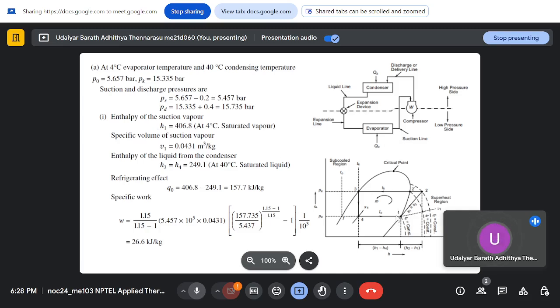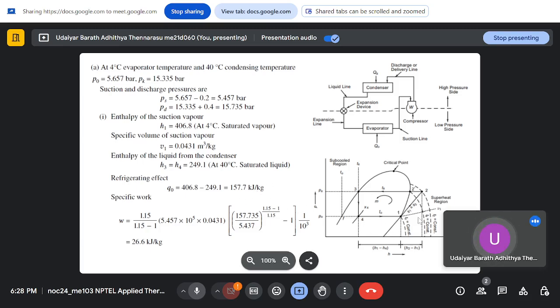So using this, H1 is your saturated vapor at inlet. At 4 degrees Celsius, your saturated vapor enthalpy is 406.8, and the specific volume corresponding to this condition is 0.0431 meter cube per kg. The enthalpy of the liquid from the condenser is your saturated liquid, so that is 249.1. With that we can find the specific refrigerating effect, which is H1 minus H3, this is 157.7 kilojoule per kg.